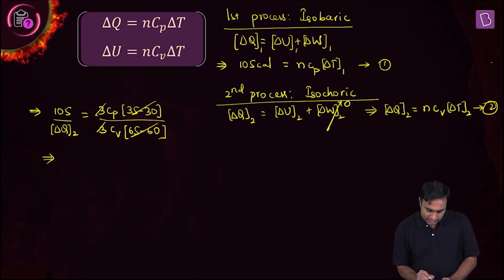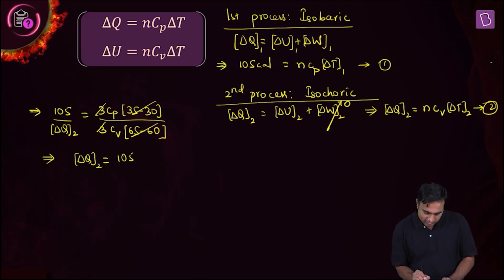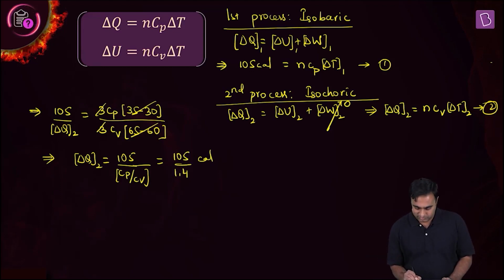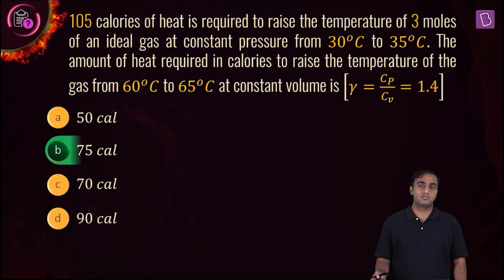Well, we get delta Q2, the heat added to the system in the second process, to be 105 divided by Cp by Cv, which is the adiabatic exponent, and we know that value. It is 105 by 1.4 calorie, of course. If you simplify this, you get the heat added to the system in the second process to be 75 calorie. The correct option for this question is B.